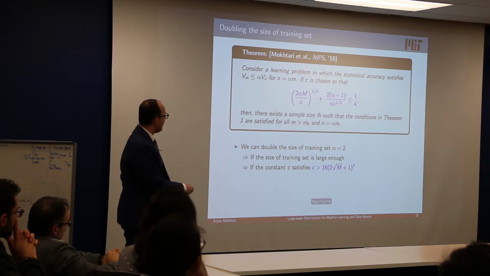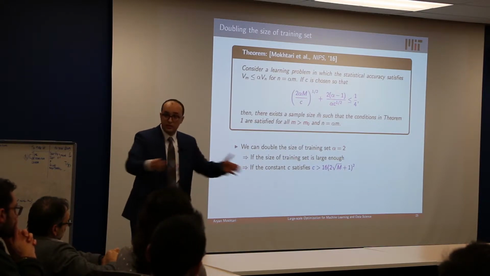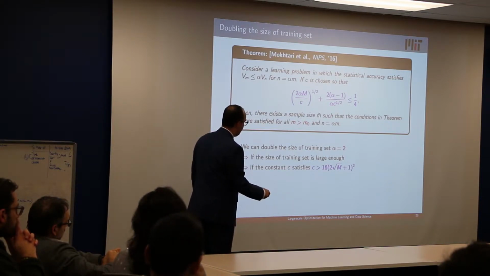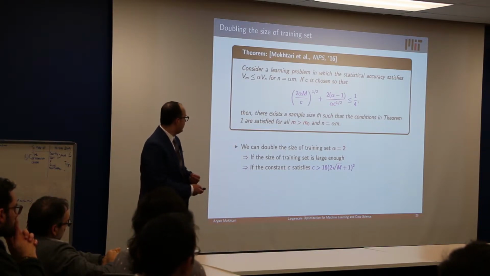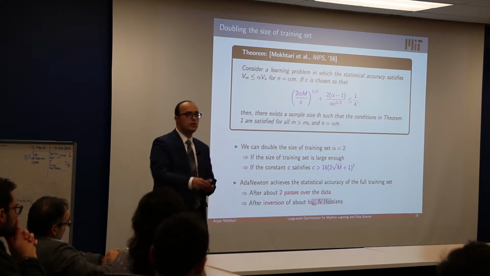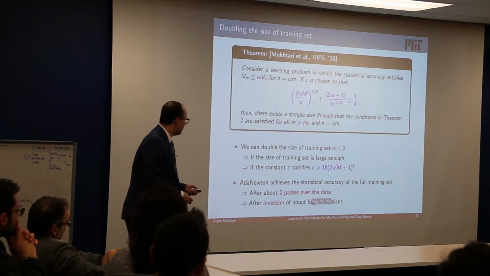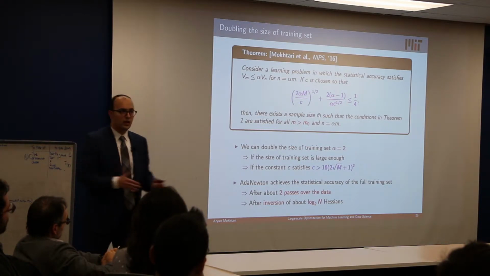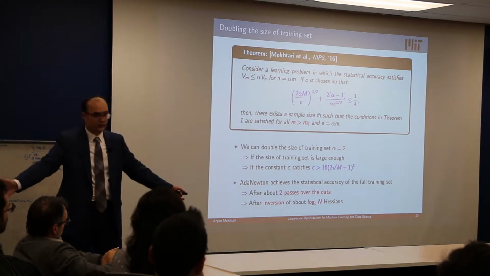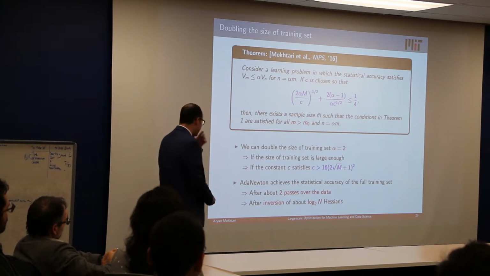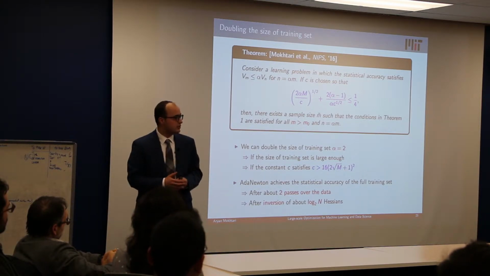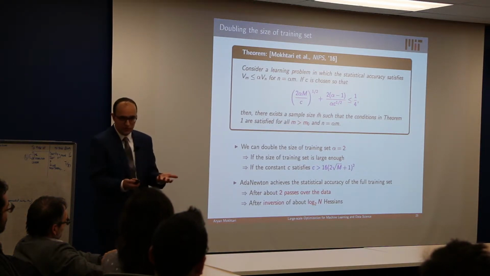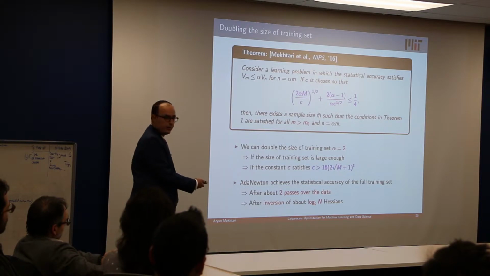So simply, if I set alpha to be 2, which means that I double the size of the training set at each iteration, and c satisfies this inequality, where m is the Lipschitz continuity of the gradient, then with a single iteration of Newton's method, I'm going to solve each sub-problem. That means that since I'm doubling the size of the training set, with 2 passes over the data, I'm going to reach the statistical accuracy of the full training set, right? And since I increase the size of the training set exponentially, the number of times that I have to compute the Hessian or its inverse is going to be order log n, right?